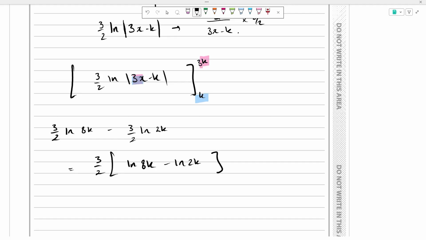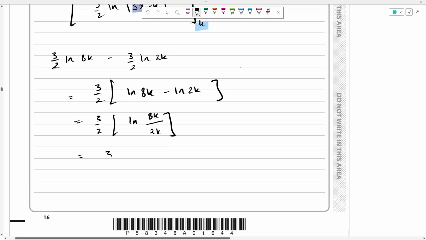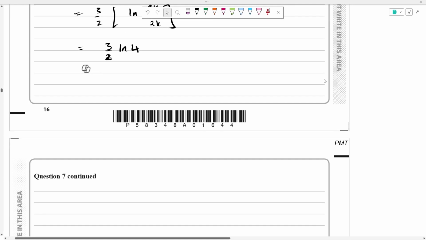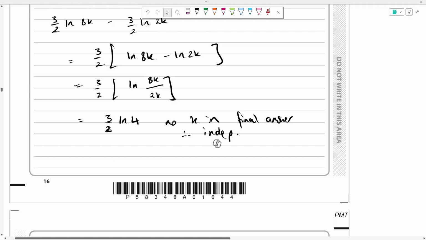And now we can use our log laws, like the following. So 3 over 2, and when we're subtracting, we essentially create a fraction, ln of 8k over 2k. So this is just going to be 3 over 2 ln of 4. And you can see our final answer doesn't have k in it at all, so it gives us the same answer anyways. So that means no k in the final answer, therefore independent. Okay, very nice.